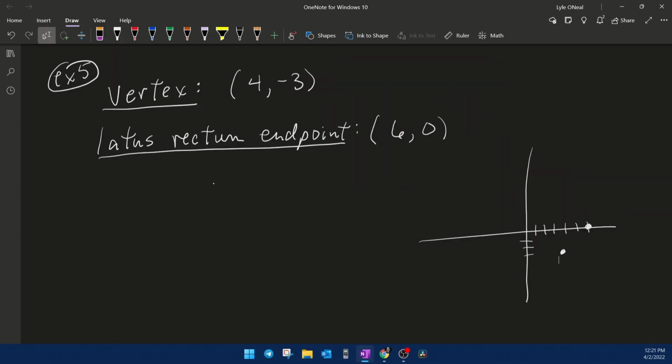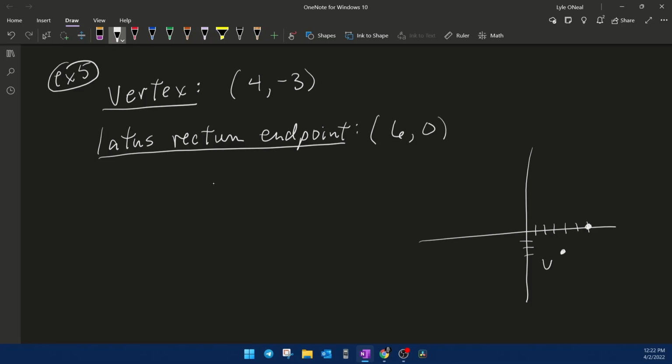And for our last example, I thought it might be interesting to explore a situation where you're given information about the parabola and asked to find the equation, but you're not actually given enough information. So let me explain what I mean. Here we have the vertex given to be (4, -3), which I have plotted over here on the graph, and we are given one of the endpoints of the latus rectum. Now remember, the endpoints of the latus rectum have to be points on the graph.